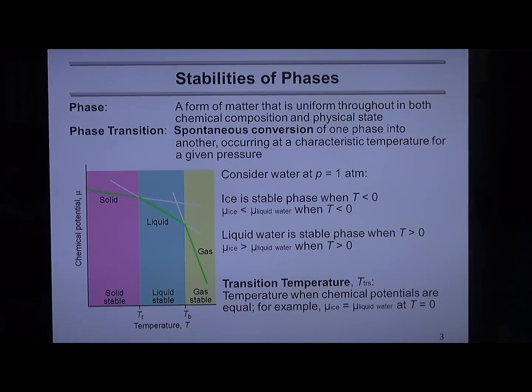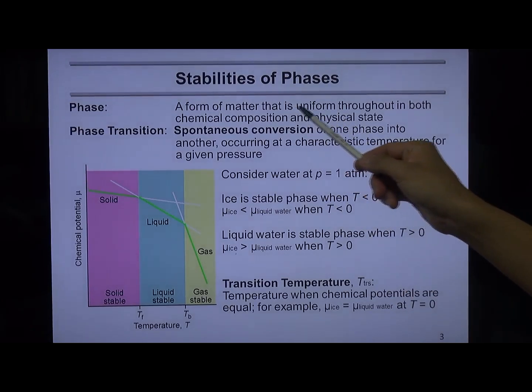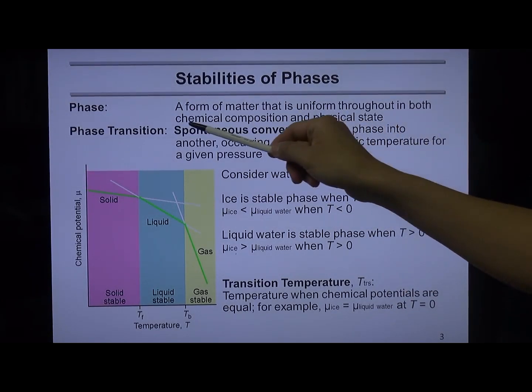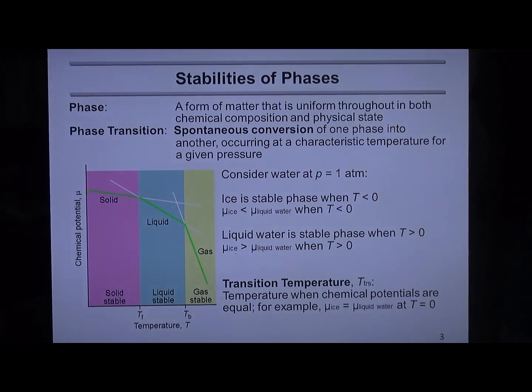How about a mixture of gases? Does it have one phase or two phases or more? A gas mixture has one phase. P is equal to 1. The reason why is that a mixture of gases is uniform in terms of chemical composition and physical state, right? Air is uniform in terms of chemical composition and physical state. That's why P is equal to 1 for a gas mixture.